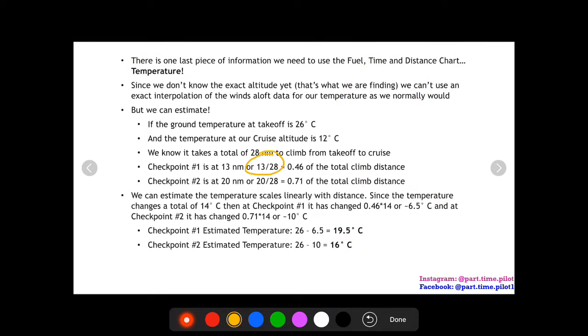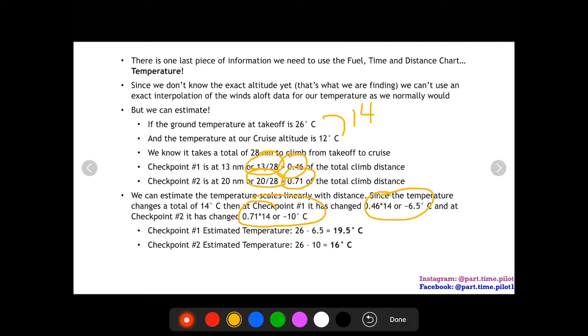To do that, we go 13 divided by 28 to get 0.46, so we are 46% of the way there at checkpoint 1. Since the temperature changes a total of 14 degrees, 46% of 14 is approximately 6.5 degrees. We do the same for checkpoint 2: 20 divided by the total of 28 is 0.71. So 71% of 14 degrees is about 10 degrees.